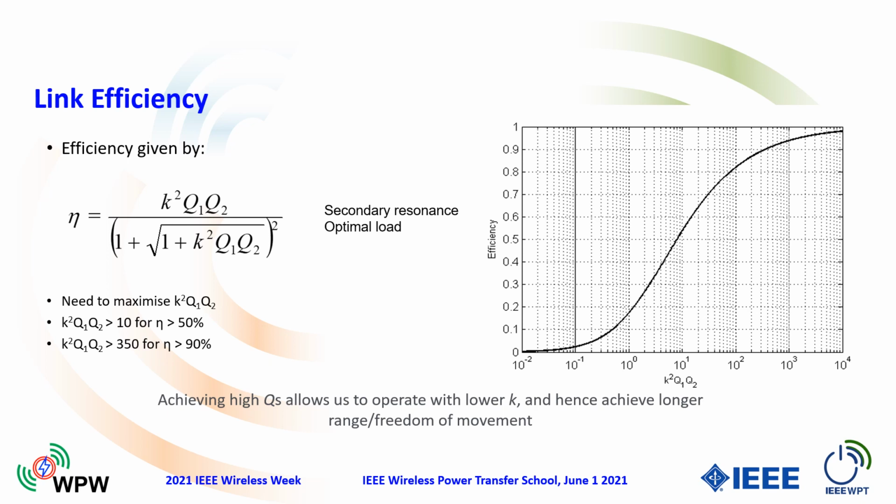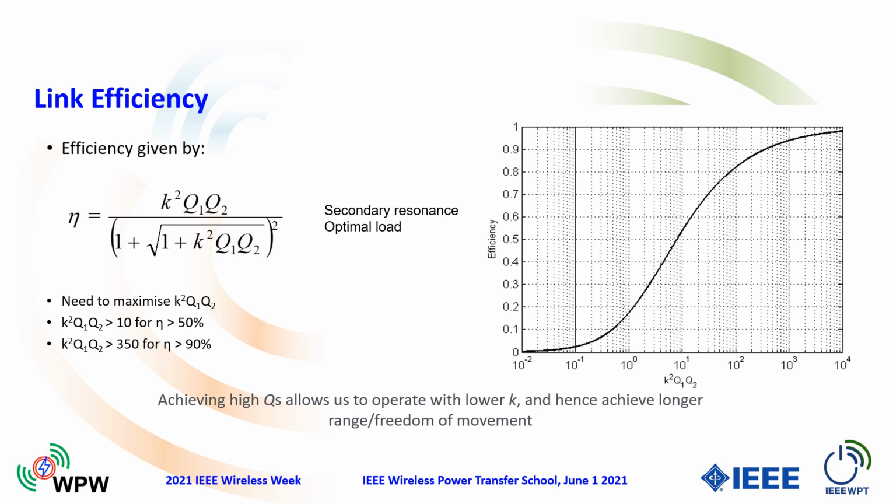And if you plot that value of efficiency versus k squared Q1 Q2, as you can see here, once we've got k squared Q1 Q2 above about 10 to the 3, you can see we've got efficiency values of the link that are above 90%. And what this means is if we can get Q factors that are in the 1000, we can operate with a value of K, the coupling factor between the coils, that is only a few percent.